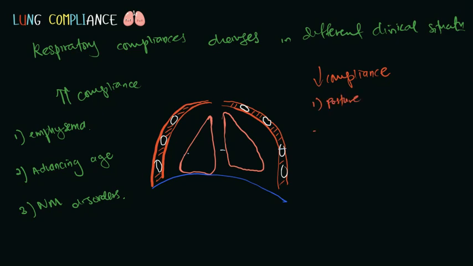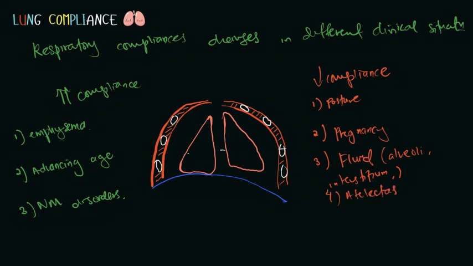Next, some factors that reduce lung compliance. Number one is posture. Generally, the lung will be less compliant in the supine position. Number two, pregnancy. Obviously, the gravid uterus will reduce the thoracic cage compliance. Number three, fluids. Whether they are in the alveoli or interstitium, this will increase the surface tension inside the lungs and greater pressure will be required to expand the lungs.